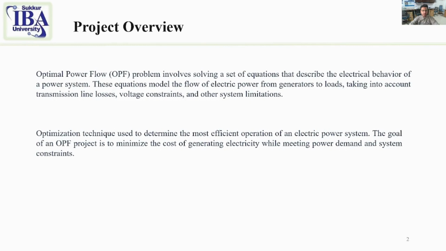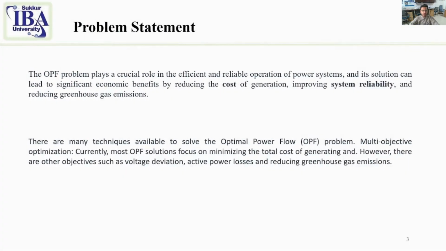The project overview. The optimal power flow involves solving a set of equations that describe the electrical behavior of a power system. These equations model the flow of electric power from generation to loads, taking into account the voltage, the transmission line losses, voltage constraints, and other system limitations. The problem statement is to reduce the generation cost of a power system and to improve the power system reliability, also reducing the greenhouse gas emission.